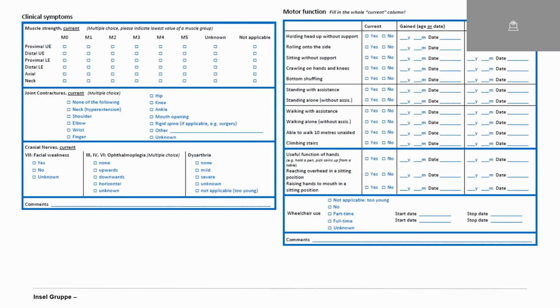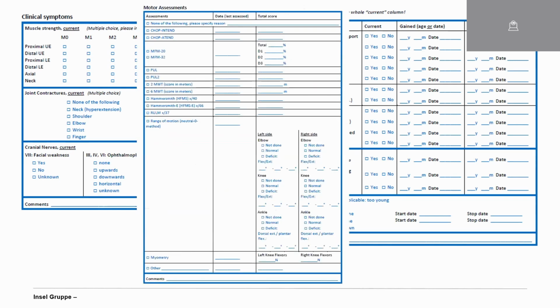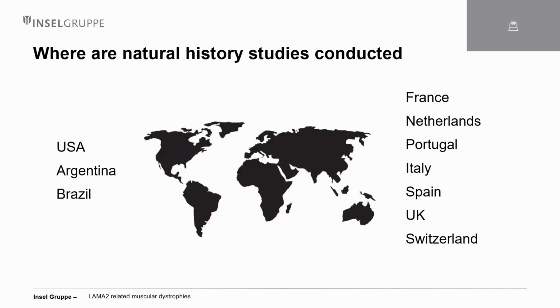what we do is, when a patient comes, we collect muscle strength, contractures, facial weakness, motor functions, then the whole physiotherapy scores, what was done, and the contractures, and so on, and cardiac investigations and pulmonary examinations and so on. And actually natural history studies are being conducted or planned in a lot of countries already. So I think this is really very reassuring.